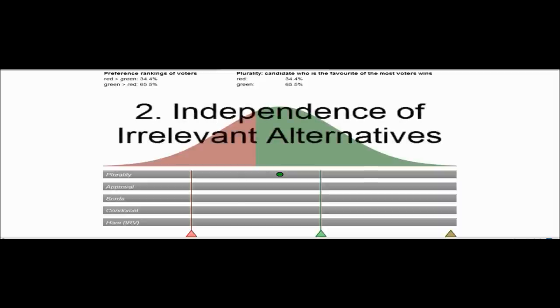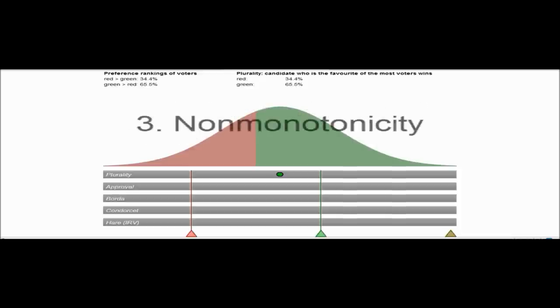2. Independence of irrelevant alternatives. When a system violates this criterion, it's allowing a candidate that loses to change the outcome of the election. We typically think of irrelevant alternatives as fringe spoilers, but competitive candidates can also be irrelevant alternatives. 3. Non-monotonicity. Non-monotonicity is when supporting candidates can hurt them and voting against candidates can help them. This is the Alice in Wonderland election world where up is down and down is up.